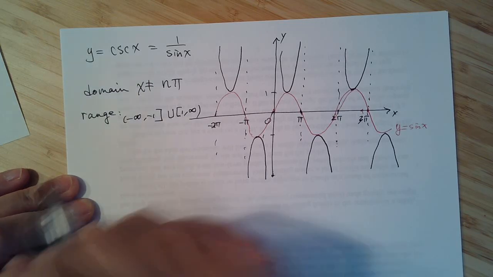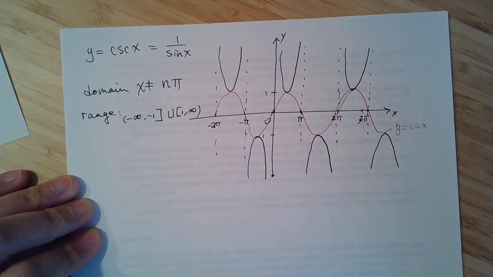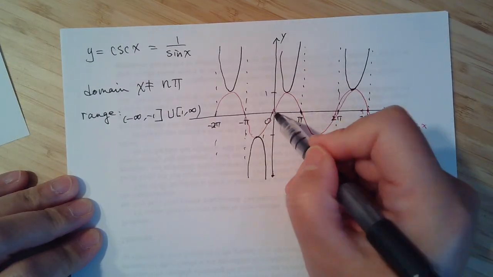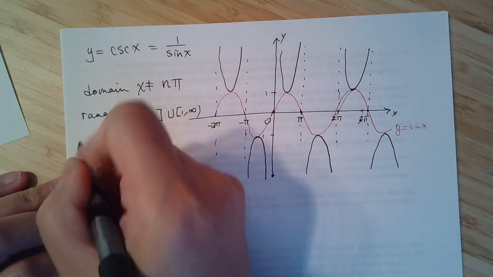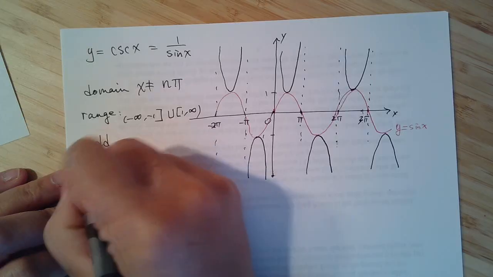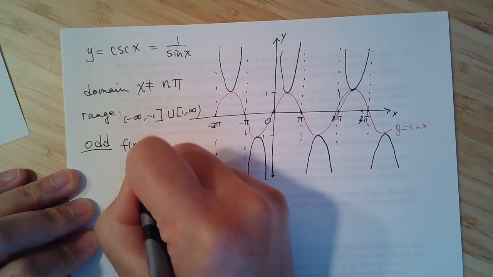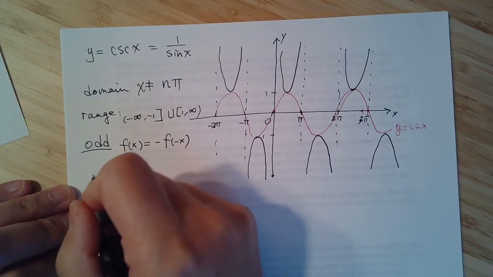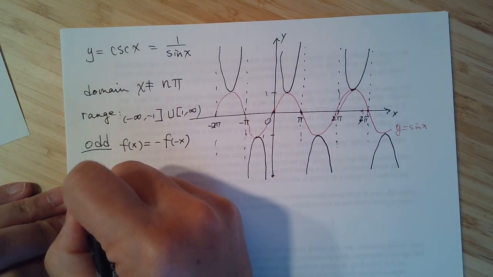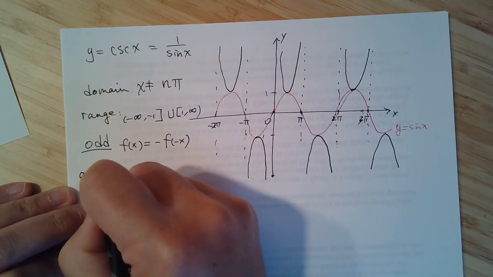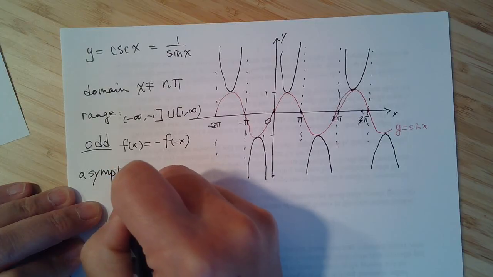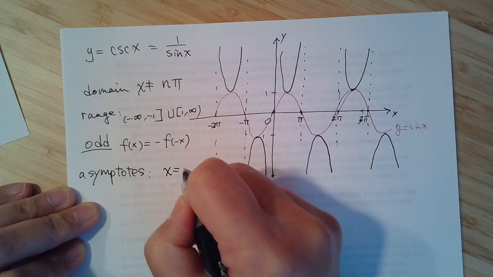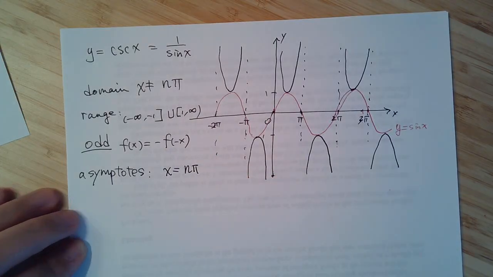Is this even or odd? It's not even, it's odd. See, it's symmetric about this point, right? So it's an odd function because f of x equals negative f of negative x. Are there any asymptotes? Yes, all the dotted lines. So when x equals n pi, those are your asymptotes.